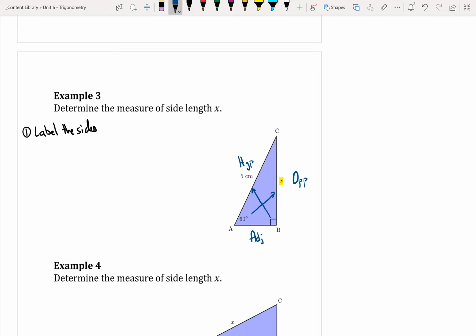So how do we figure out what sine ratio to use? Well, you have your angle, you've labeled your sides. So the next step, we want to figure out what ratio.